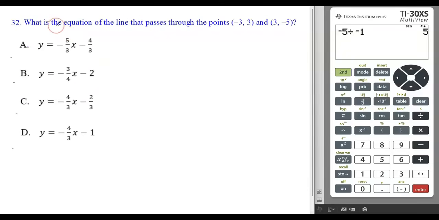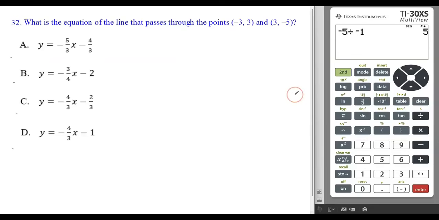Question 32. What is the equation of the line that passes through the points (-3, 3) and (3, -5)? Let's look at our answer choices, and you should notice that each answer choice says y equals. For example, answer choice A says y equals some stuff. So does B, y equals some stuff. This is a great time to use your calculator.